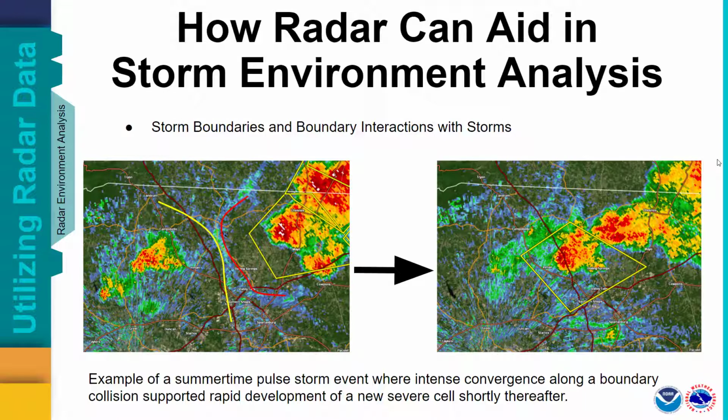Here's an example of a summertime pulse storm event, where intense convergence along a boundary collision supported rapid development of a new severe cell shortly thereafter. In a favorable environment, can this information help the IDSS forecaster provide targeted threat messaging of potential severe storm development prior to the new storm developing?